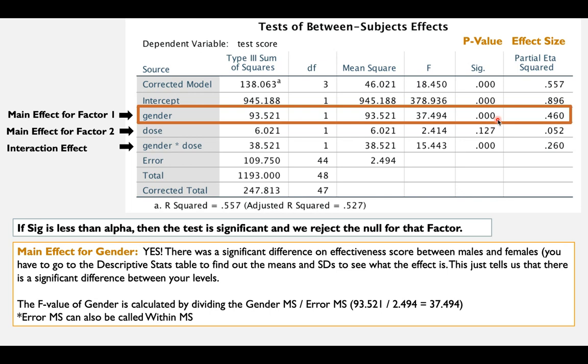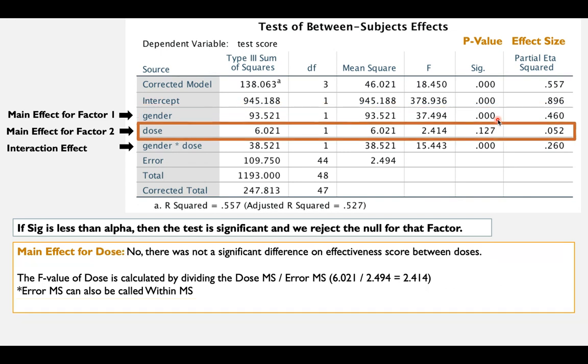Now, we can't interpret the effect just yet because we need to go back and look at those group means from our means table. Let's move on to the next effect. We'll worry about interpreting later.